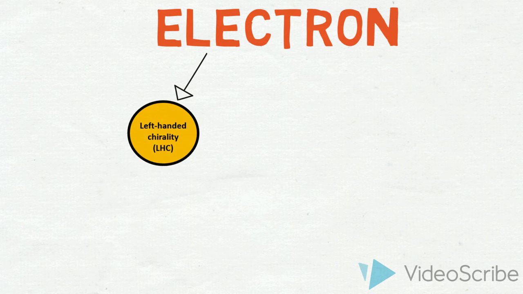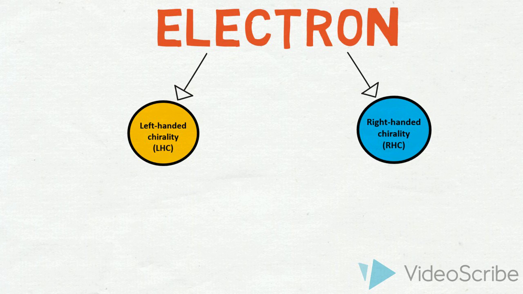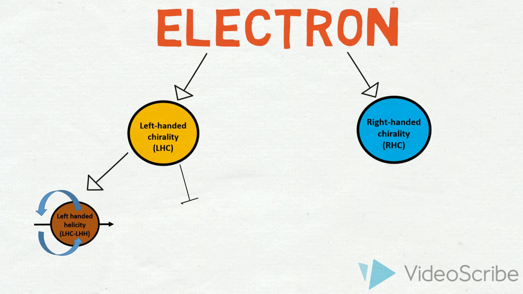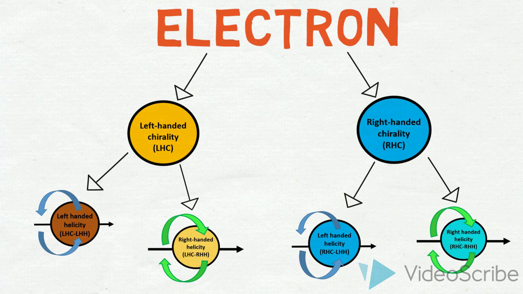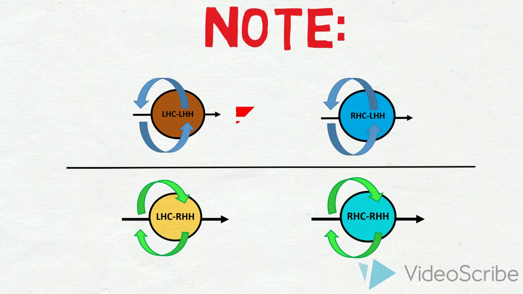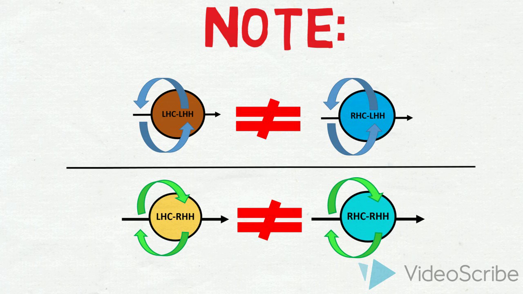To summarize, an electron can have a left-handed chirality or right-handed chirality. Left-handed chirality electrons can be further categorized into those with left-handed helicity and those with right-handed helicity. And this is the same case for right-handed chirality electrons. It is important to note that though particles may appear to be the same, they are not, as they still differ in chirality. So where does the Higgs field come into play?